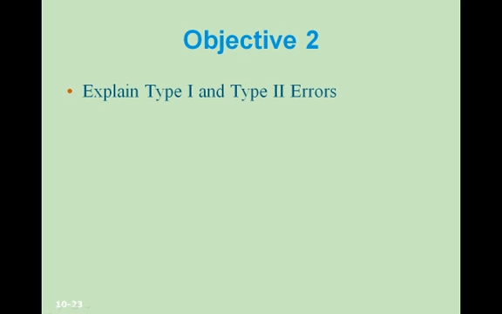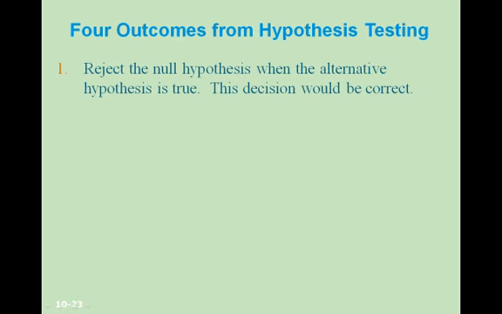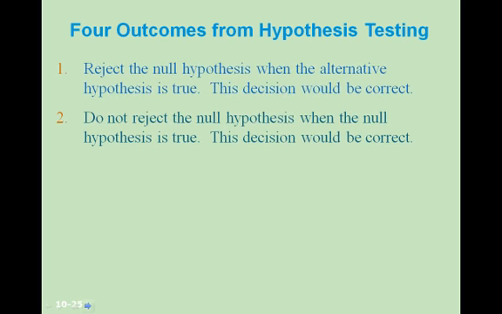Objective 2, we want to explain type 1 and type 2 errors. There are 4 outcomes from hypothesis testing. 1, we reject the null hypothesis when the alternative hypothesis is true. This decision would be correct. 2, we do not reject the null hypothesis when the null hypothesis is true. This decision would be correct.